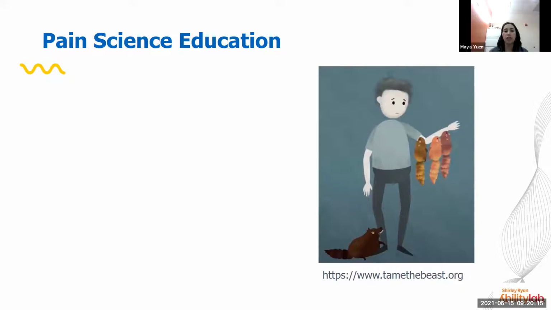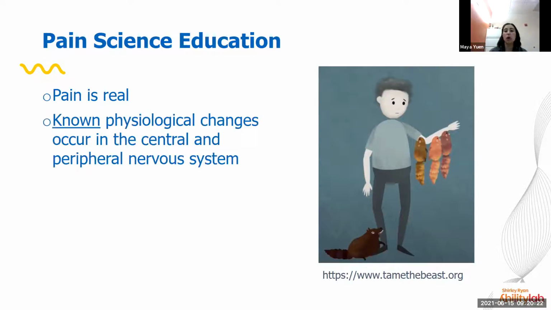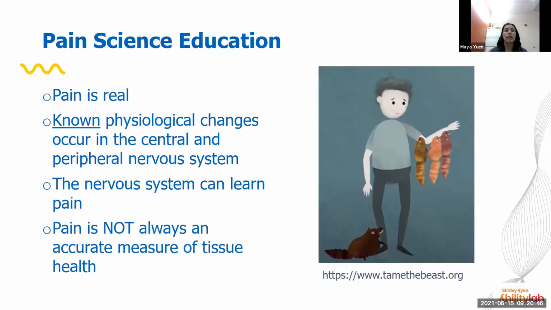When providing education to patients about their pain, it's important to make sure you validate them, their pain is real. Explain that there are known physiological changes that occur in the central and peripheral nervous system that account for their symptoms. The nervous system can learn pain. So the more you're in pain, the better your nervous system becomes at creating a pain or a danger response. And lastly, it's also important for patients to know that pain is not always an accurate measure of tissue health.